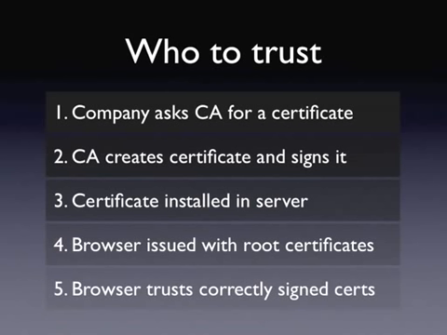Now the organization has to ask the certification authority for a certificate. The certification authority will then look up the details of that company, verify that it's true, create a certificate, and cryptographically sign it in a way that cannot be forged. Then they send the certificate back to the company, who then installs it in their web server.